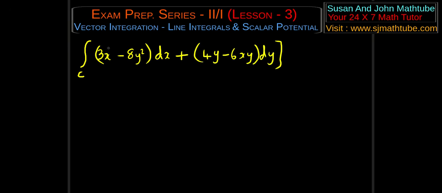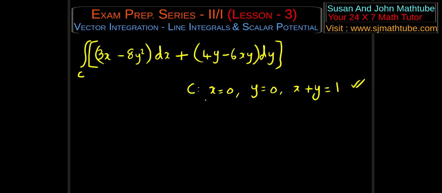So they have already calculated f dot dr. So we have to find the work done. And the path is given. C is the path bounded by the region. The boundary is given: x equal to 0, y equal to 0, and x plus y is equal to 1.